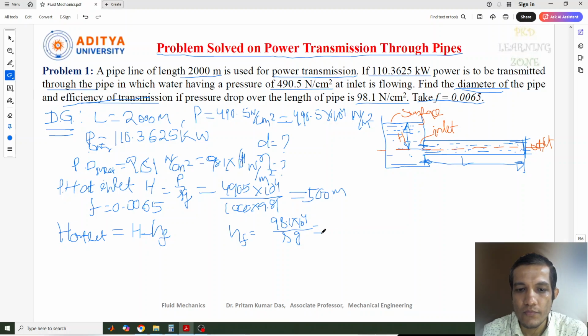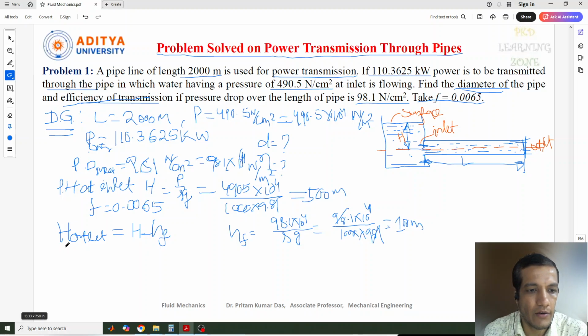So if you see this one, you can find out, not 9 point, this is 98.1 into 10 to the power 4, and in the denominator we have 1000 into 9.81. If I cancel this, 10 to the power 4 over 10 to the power 2, so you can write this is 100 meter. So this is the loss of head, HF.